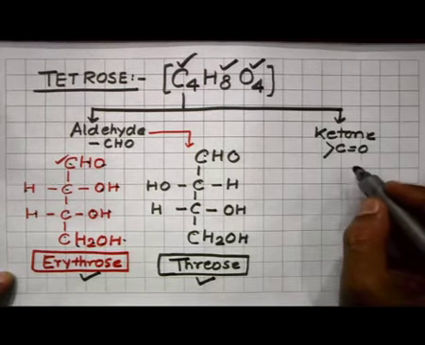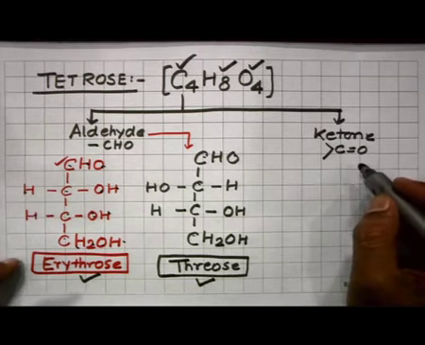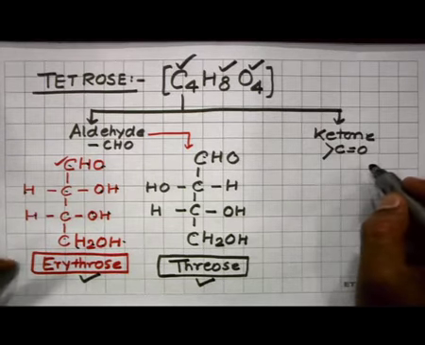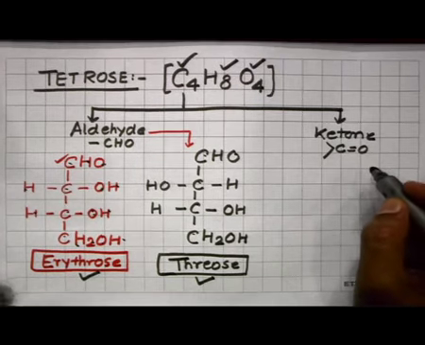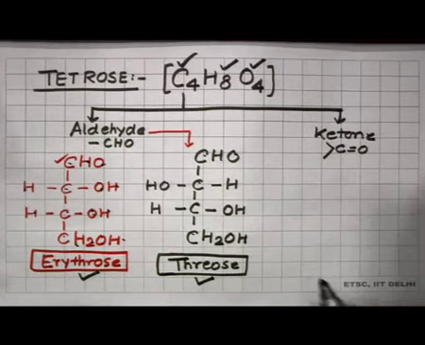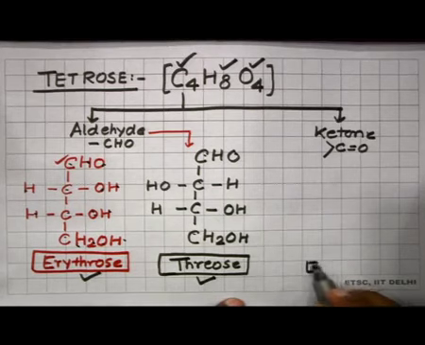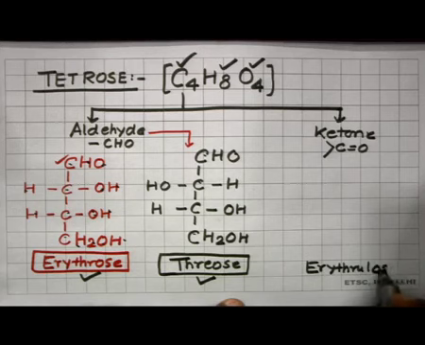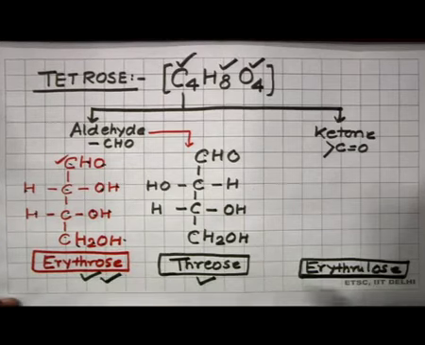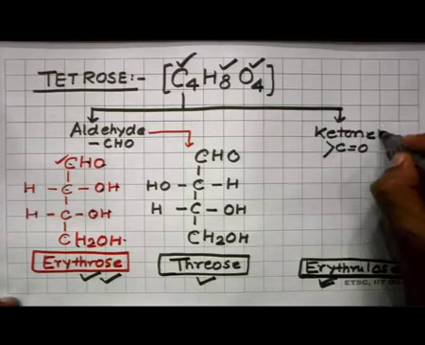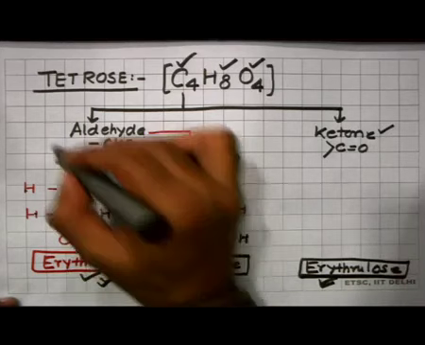Now, come to the ketone. The ketone form, you already know how to write the tetrose of ketone, that is, the example here is erythrulose. There is a similar term, erythrose and erythrulose. Erythrulose is a ketone and erythrose is an aldehyde.